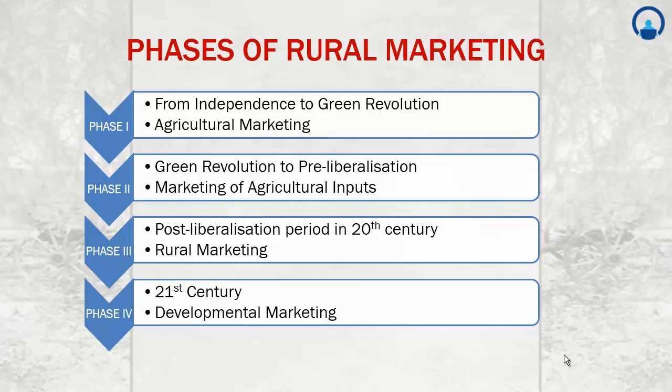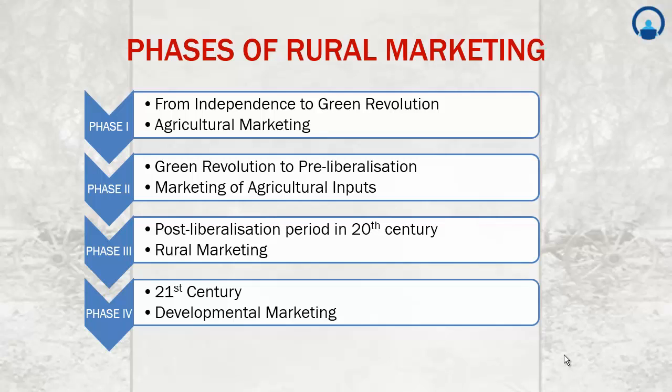But as we saw phase 2 coming in, which is green revolution to pre-liberalization, the green revolution brought about a complete change altogether, and rural marketing now represented marketing of agricultural inputs in the rural markets and marketing of rural produce in the urban markets. So the source market was now the urban market, and the target market was now the rural market.